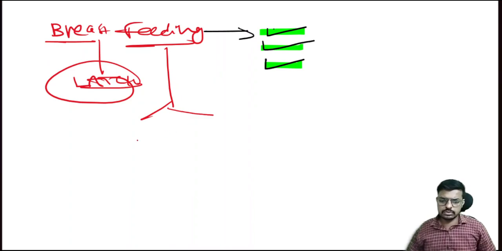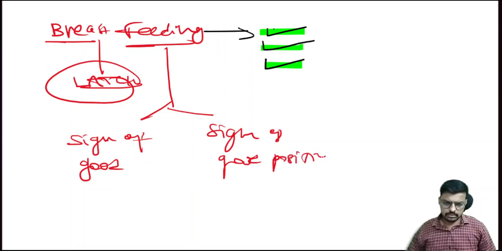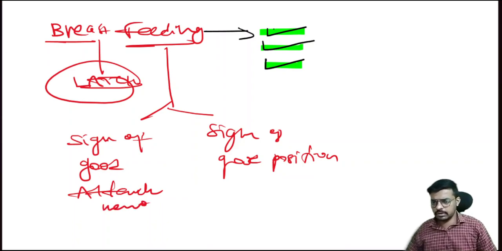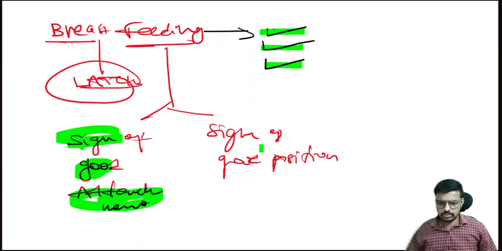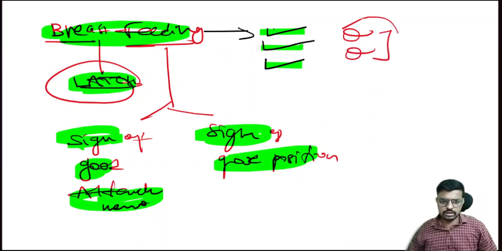In this one, again the questions will come from the position, like signs of good attachment and signs of good position during breastfeeding. Okay, so these questions will definitely strike on breastfeeding. Signs of good attachment must be revised, then signs of good position must be revised, and latch. Breastfeeding is the 1000 star question. Definitely the questions will come from here, so don't neglect the breastfeeding topic.